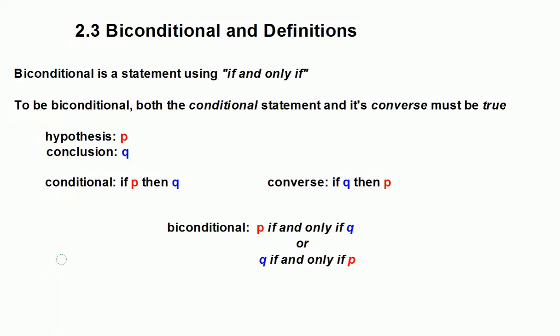In section 2.3, we're going to be talking about biconditionals and definitions. A biconditional is a statement using "if and only if." To be a biconditional, both the conditional statement and its converse must be true. So if we're given the conditional, and remember the conditional statement is the original.